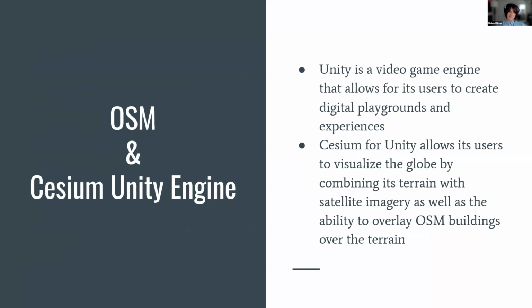We're using OSM, Cesium, and the Unity engine. And so Unity is a video game engine that allows for users to create digital playgrounds and experiences. Cesium is a tool for Unity that allows users to visualize the globe by combining its terrain with satellite imagery, as well as the ability to overlay OSM buildings over the terrain.